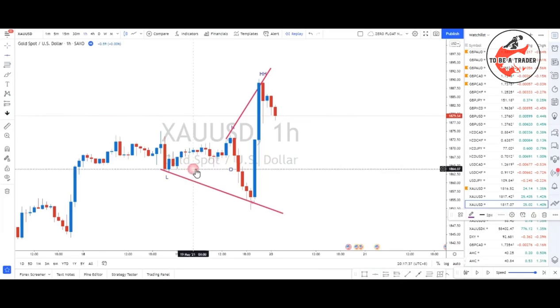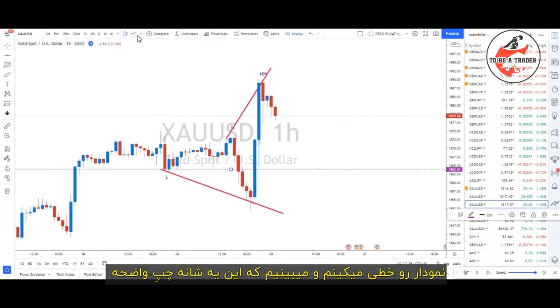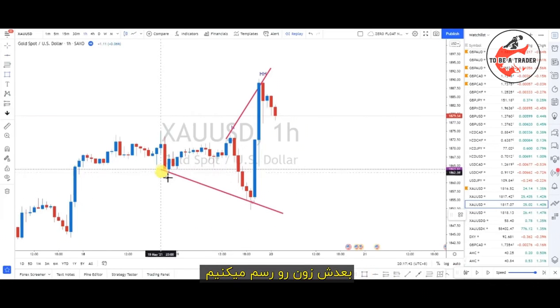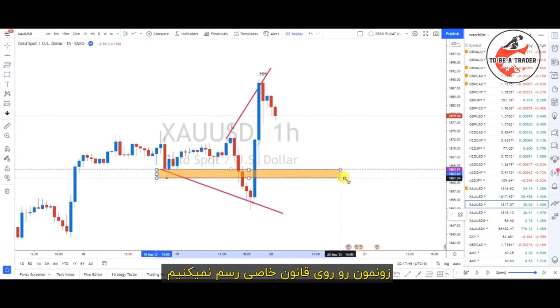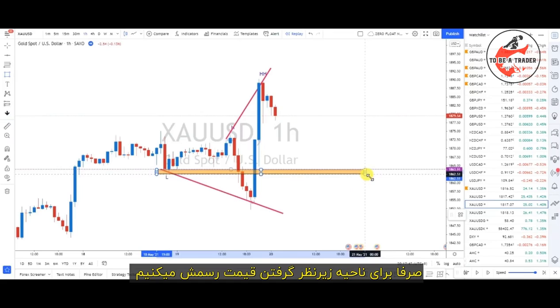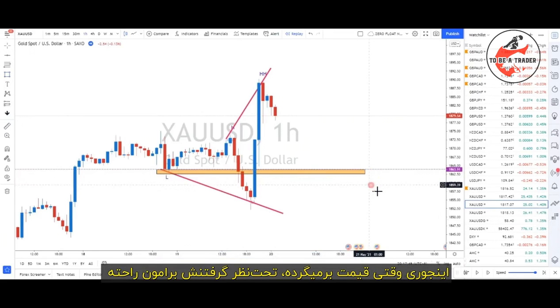Left shoulder. This is the left shoulder. Okay, we change to the line chart. We can see this is a clear left shoulder, and then we mark the zone. Nothing special about it, just as a monitoring area, so when price comes in, it's easy for us to monitor.